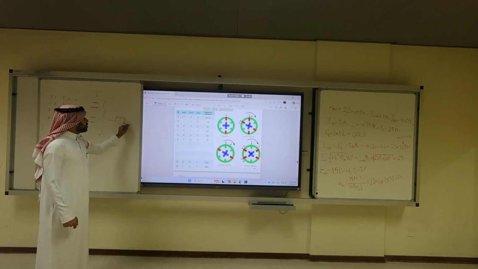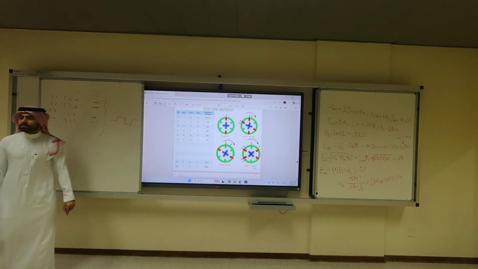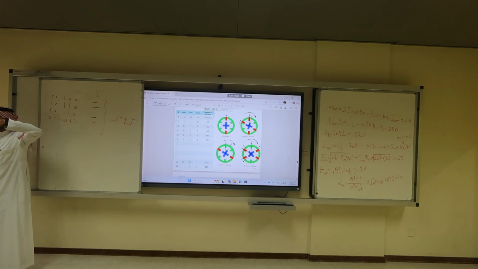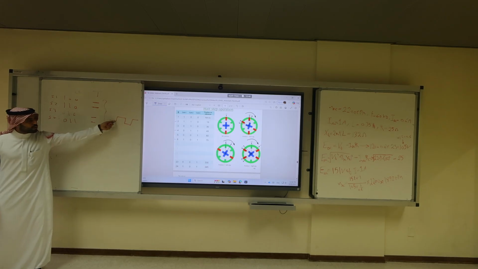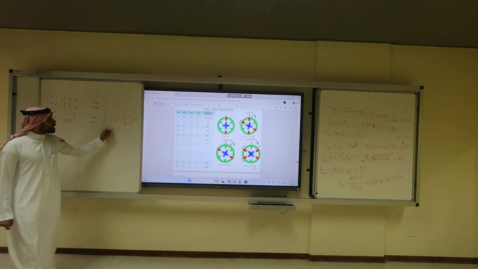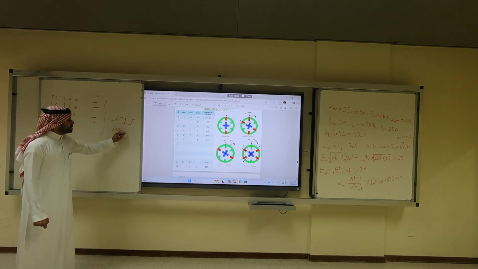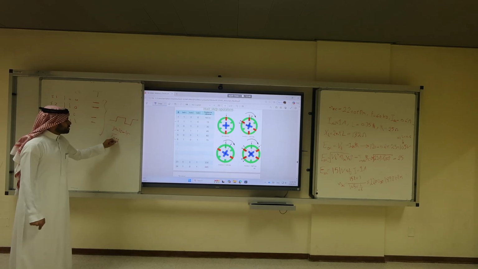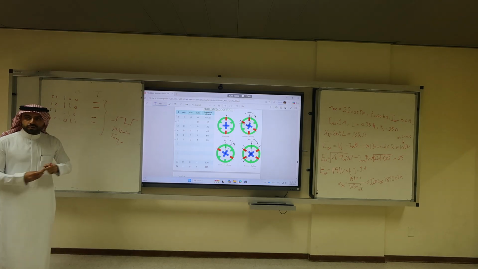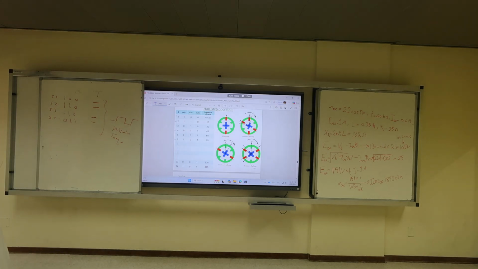Low, high, low, high. Get it? But the torque will have variation. This is what we call ripple, or we call it pulsating torque. This is a very common thing if you have the half angle operation.